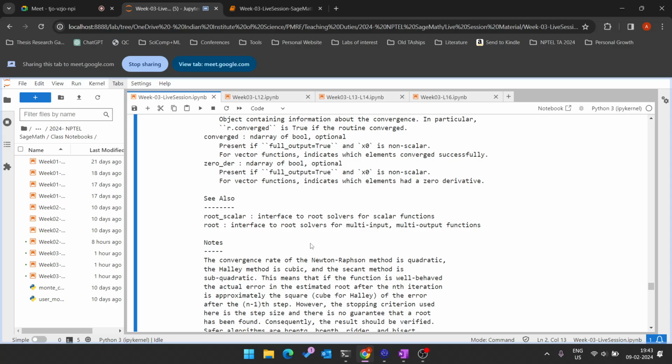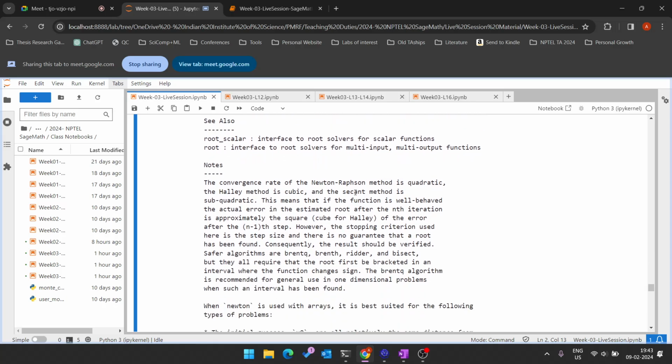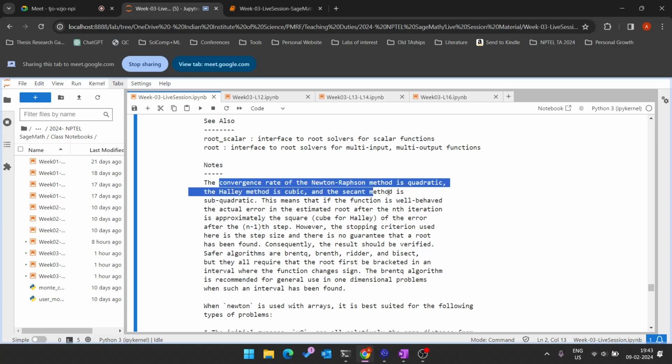On the other hand, if you have supplied the first derivative, then your Newton function basically becomes your Newton-Raphson method. And here is something interesting: the convergence rate of Newton-Raphson is quadratic, so it's much faster than your bisection method.